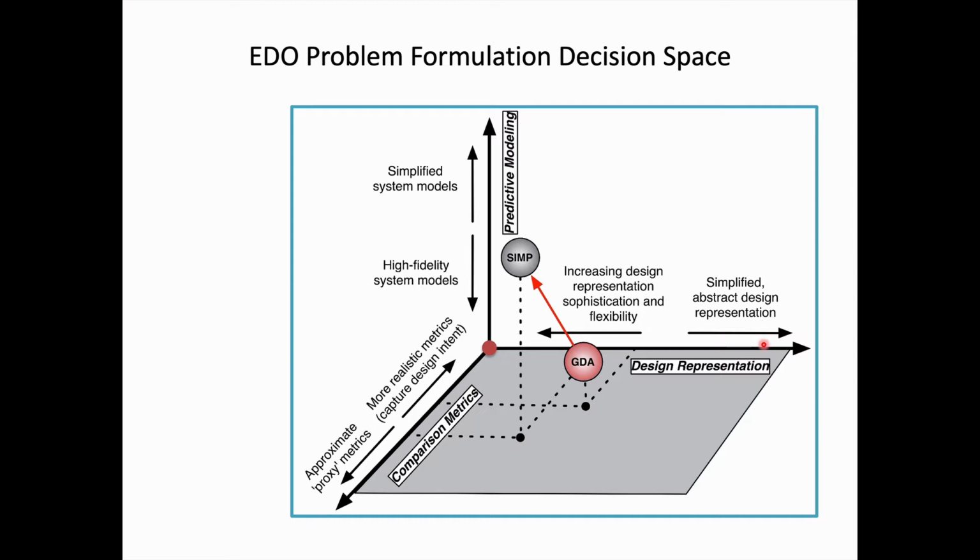But as we move to the left toward the origin, this represents increasing the sophistication of the design representation. Maybe we add many more continuous optimization variables, or maybe we start to even bring in some discrete design decisions, things like configuration. What component should we have in the system? What should the relationships be between the components in the system?